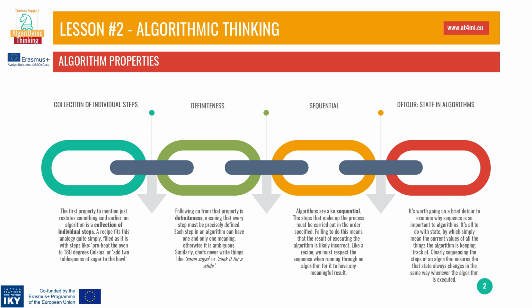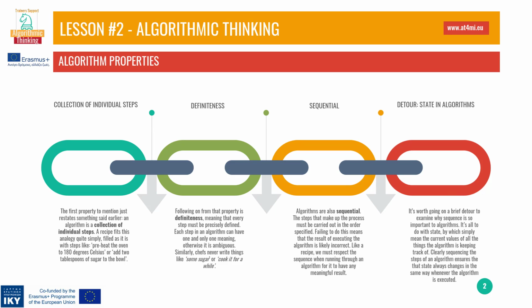Sequential. Algorithms are also sequential. The steps that make up the process must be carried out in the order specified. Failing to do this means that the result of executing the algorithm is likely incorrect. Think back to the analogy. Dicing an onion and frying an onion are different steps. Dicing an onion before you fry it has a different outcome than the reverse. Similarly, multiplying a number by 2 then adding 5 to it yields a different result from adding 5 first then doubling it. Like a recipe, you must respect the sequence when running through an algorithm for it to have any meaningful result.